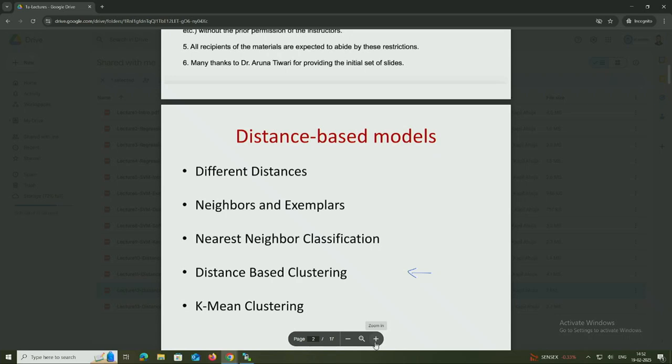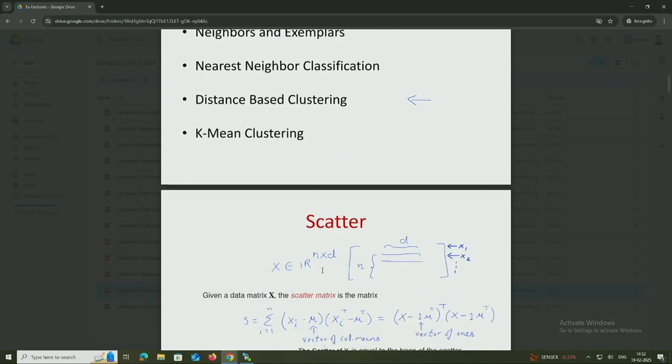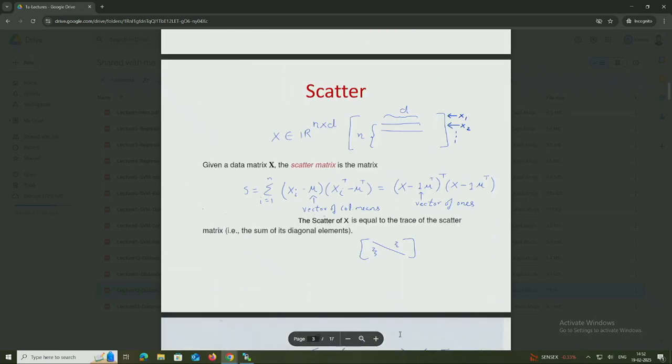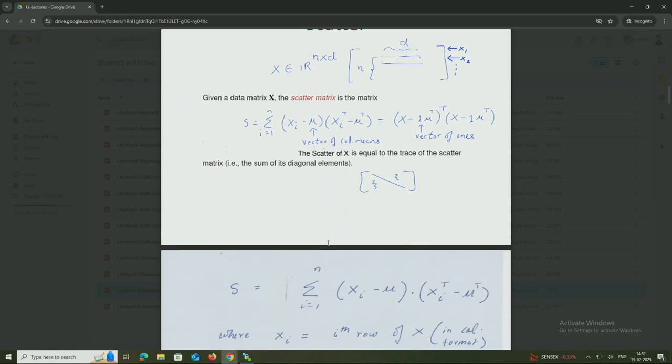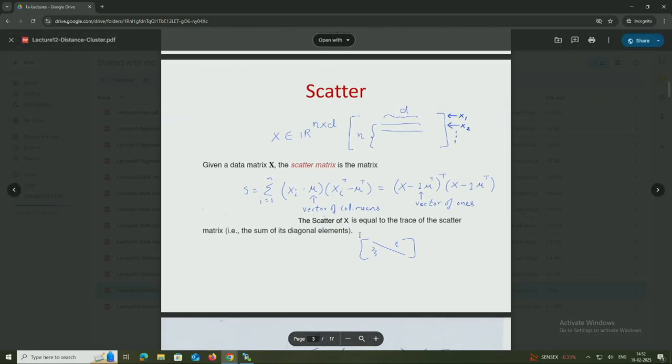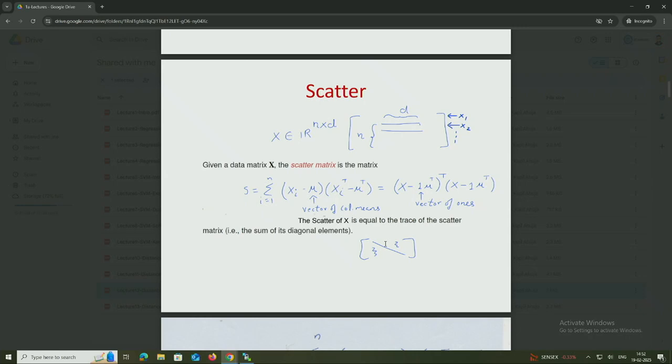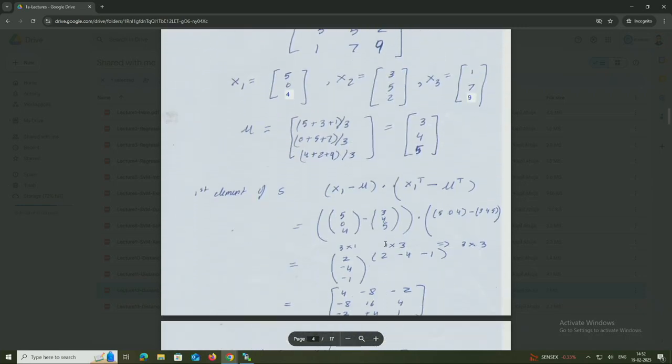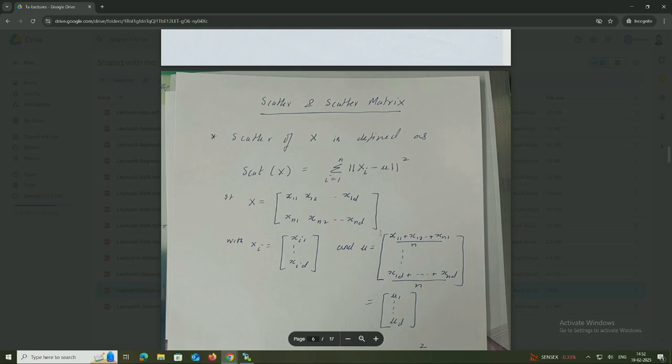But that's the thing. Coming back to this distance-based clustering. Yesterday we talked about scatter, which by now you would have understood. You'll practice more in the tutorial tomorrow. But what we are after is, rather than the scatter matrix, the scatter, which is the trace of the scatter matrix. Another way of writing that is this: for every data row, how far it is from the mean values for all the dimensions, and you add it up.